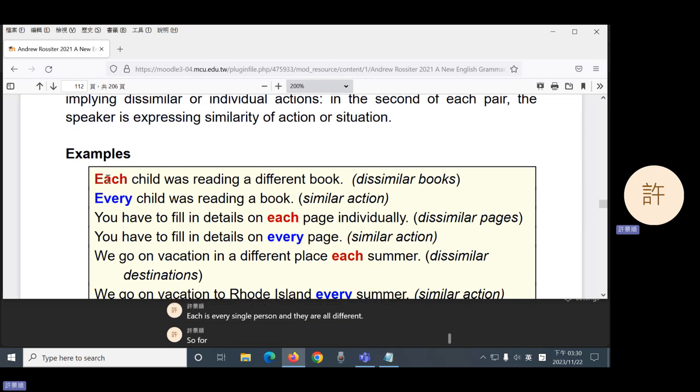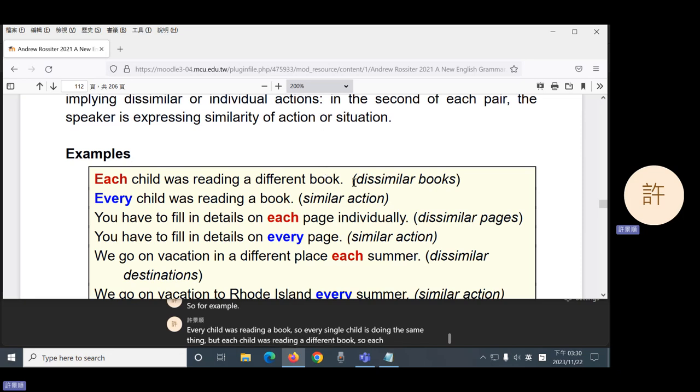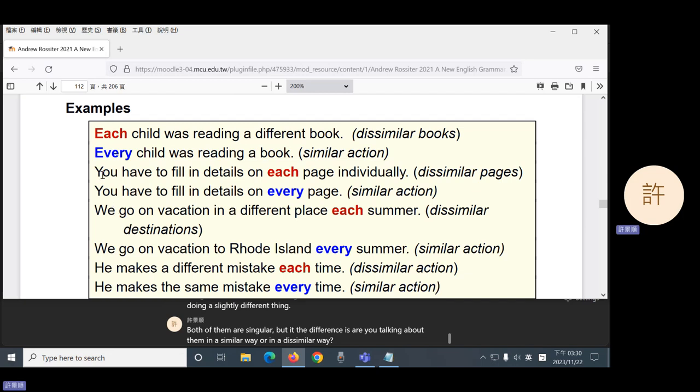So, for example, every child was reading a book, so every single child is doing the same thing. But each child was reading a different book, so each child is doing a slightly different thing. Both of them are singular, but the difference is, are you talking about them in a similar way or in a dissimilar way? You have to fill in details on every page. So every page is something you have to write. But you have to fill in details on each page individually. This emphasizes you cannot just jump to the end to write. You have to write on every single different page.